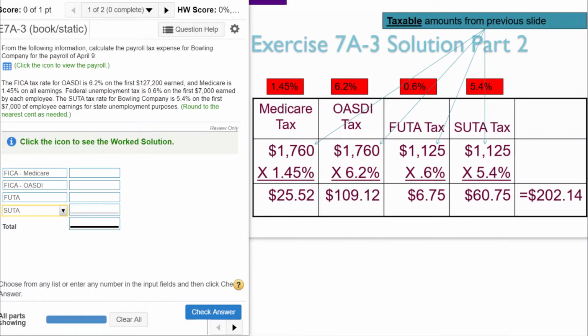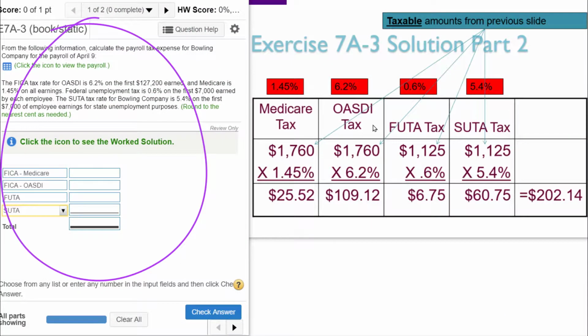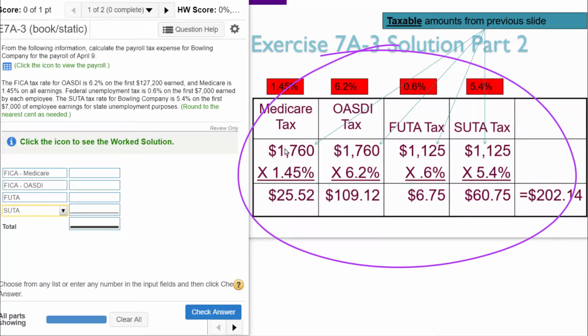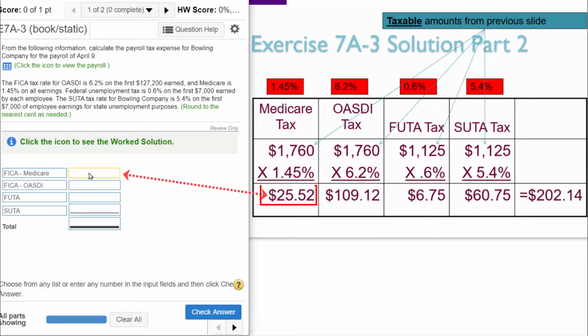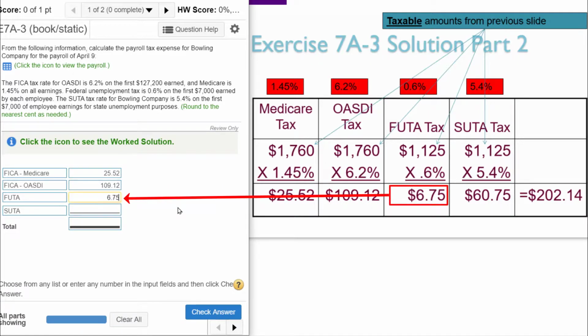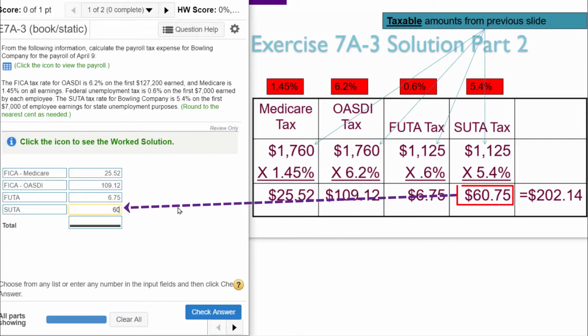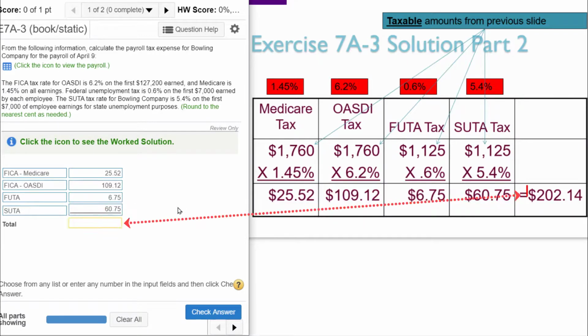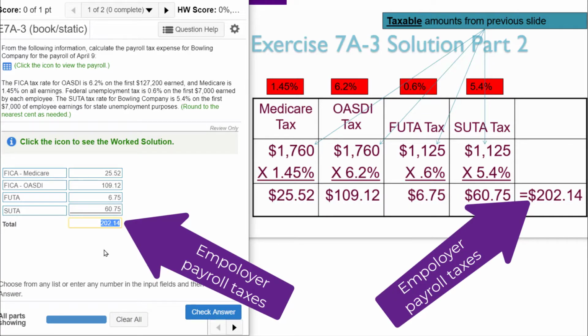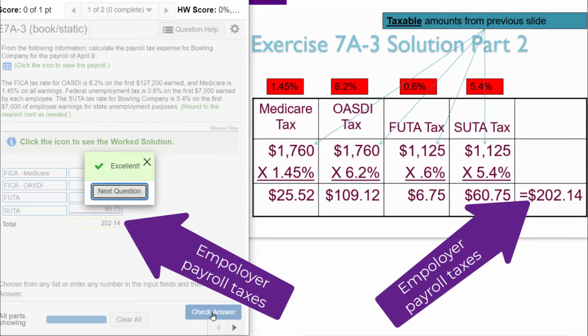Now we are back in my accounting lab, and I've got the solution from the PowerPoint listed over here, so now we can just fill in our numbers. Medicare is 25.52, OASDI is 109.12, FUTA is $6.75, and then SUTA is 60.75 for a total of 202.14. So this 202.14 is the amount of payroll taxes that the employer will be paying. And that's it.